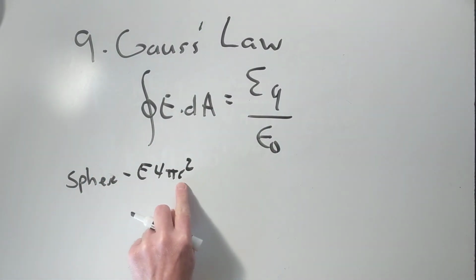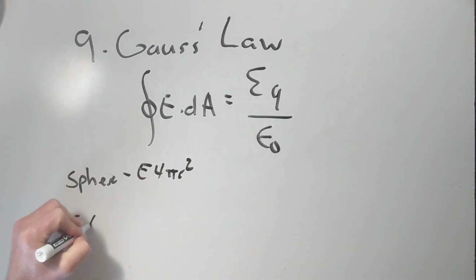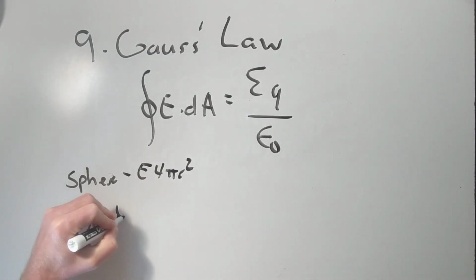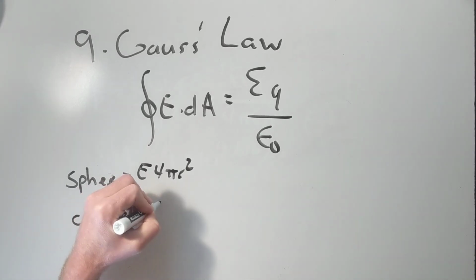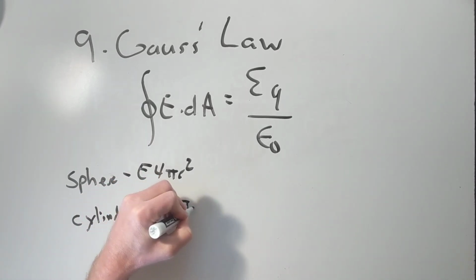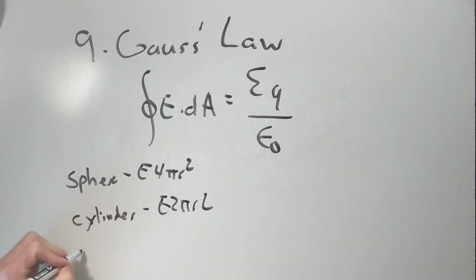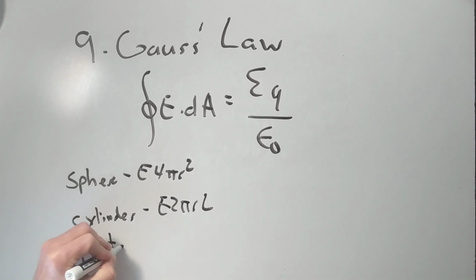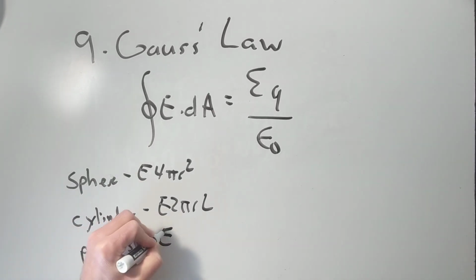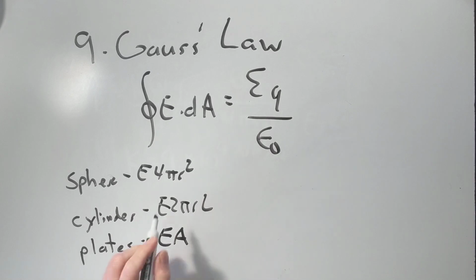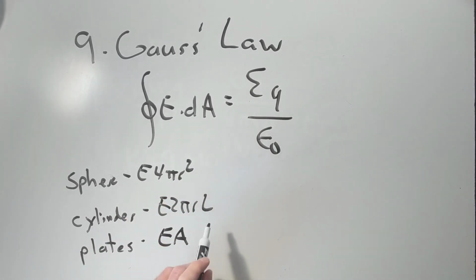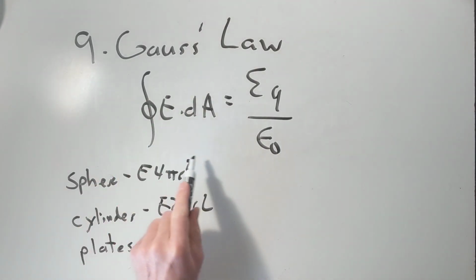And remember, I call that little r because little r is where you are. On a cylinder, this side will be E 2 pi r L. One of the most common mistakes that people make here is they forget that L. And for plates, this will be E times A. So these things, again with the small r, are the integrals that you have here.